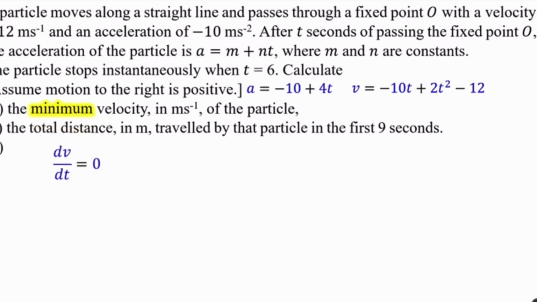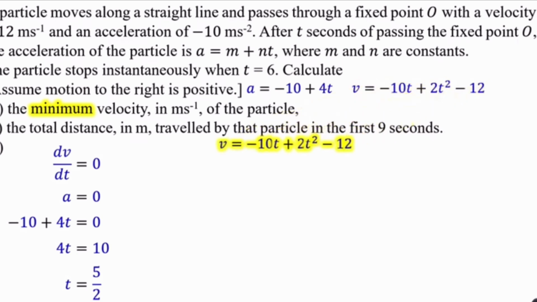In order to find the minimum velocity in meters per second of the particle, we need to let dv/dt equal to 0. When dv/dt equal to 0, we will find the time when the acceleration is equal to 0. The time is 10 over 4, which is 2.5. It means that when time is 2.5 seconds, the velocity is the lowest.